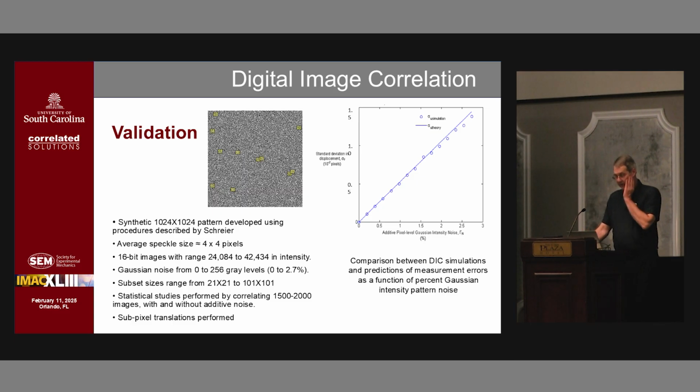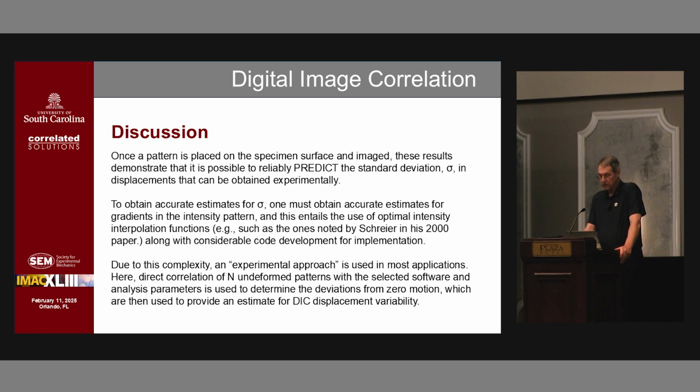So, in summary for this, if you place a pattern on the surface, you can predict the standard deviation in displacements directly simply by using an analysis of the image ahead of time. It does require you to have certain software available to you. You've got to develop your own DIC software, or you just got to use one that's available to do that. Most people don't even bother with that. They go the experimental approach.